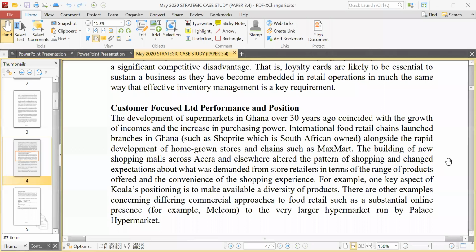So someone can read from Customer Focus Limited, Performance and Position. Can someone help us read, please?